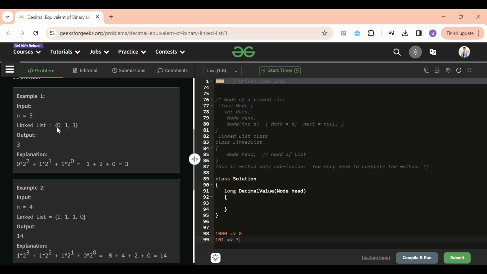We start from the bottom and multiply 1 into 2 raised to the power 0, then this will be 2 raised to the power 1, this will be 2 raised to the power 2. In this way we increase the power and multiply that digit, add all those into my answer and simply return the answer. So this is how we are going to do this.